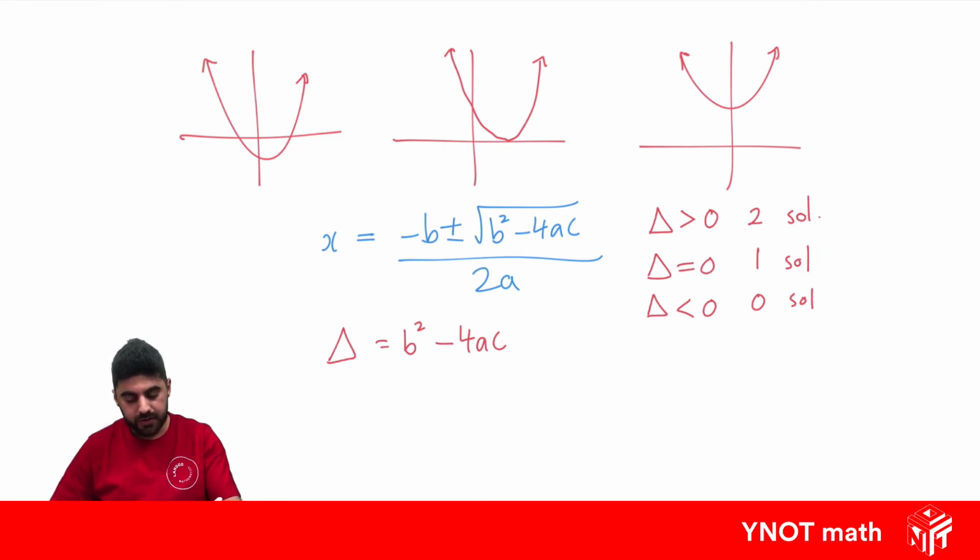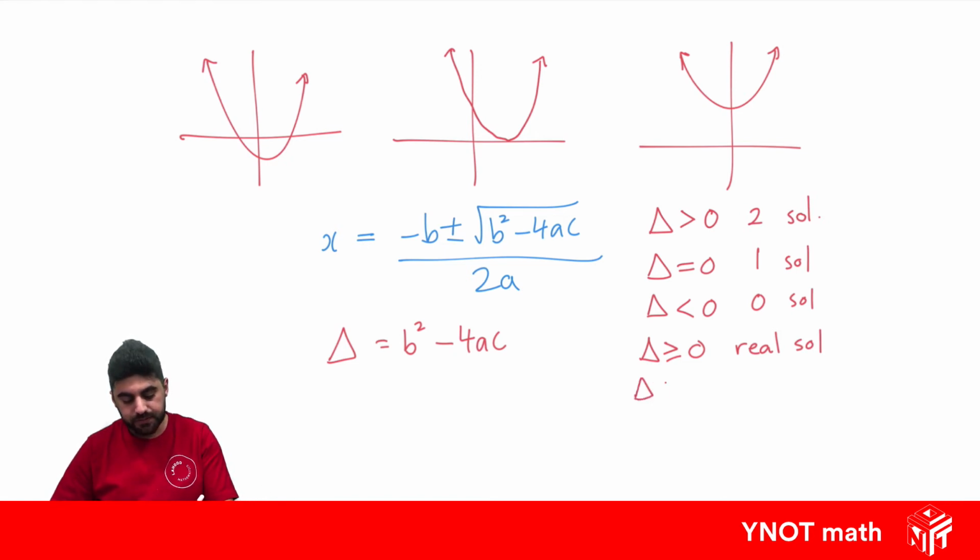We also get a few more things we can define with delta. So if delta is greater than or equal to 0, we can say we have real solutions as well, whereas for delta less than 0, we get complex numbers. So both of these give us real numbers.